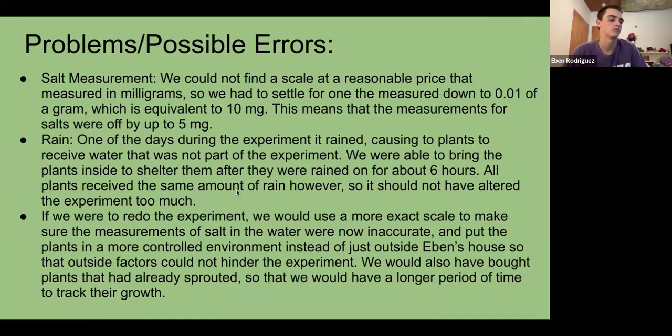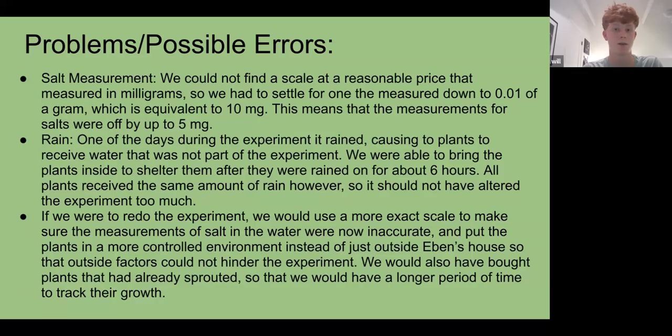Some problems we faced were the salt measurement. We couldn't find a scale that measured down to 0.01 centimeters at a reasonable price, which basically means our measurements were off by about 5 milligrams. And then one of the days it rained, but Evan was able to bring them in after 6 hours, but all of the plants received the same rain, so it shouldn't have altered the experiment. If we were to redo the experiment, we would have used a more exact scale, even though it would have been more expensive, to make sure the measurements in the salt water were more accurate.